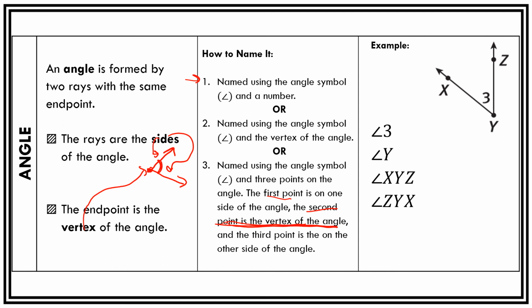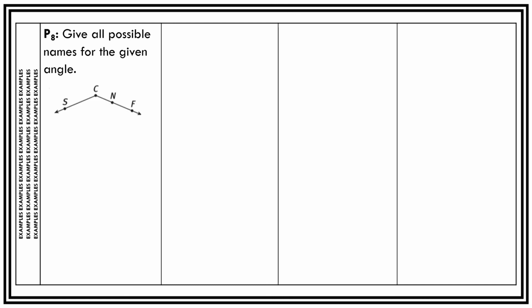Okay, so let's do some problems or some examples, and then we'll be finished. Give all possible names for the given angle. Okay, so look, a little bit different on this one. We've got 2 points on one side of the angle. Okay, so that's going to give us a few more possibilities. First thing first, do I see a number? No, so I can't name it with a number. But I do know my vertex is C. Okay, so vertex is C.